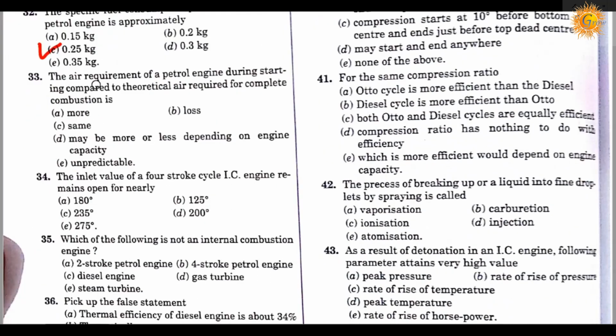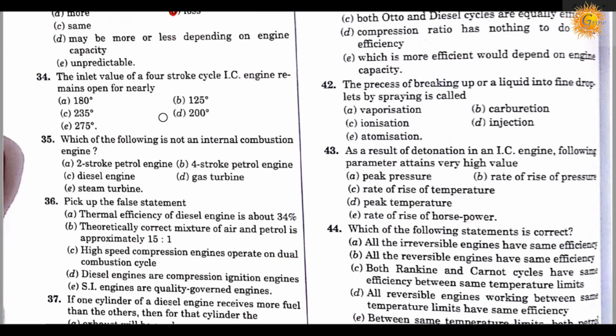Question number 33. The air requirement of a petrol engine during starting, compared to the theoretical air required for complete combustion, is: option A more, option B less, option C same, option D maybe more or less depending on engine capacity, option E unpredictable. So the correct answer is B. It's less.